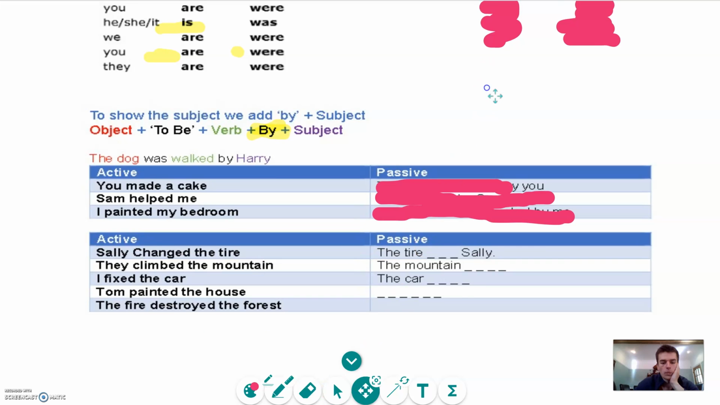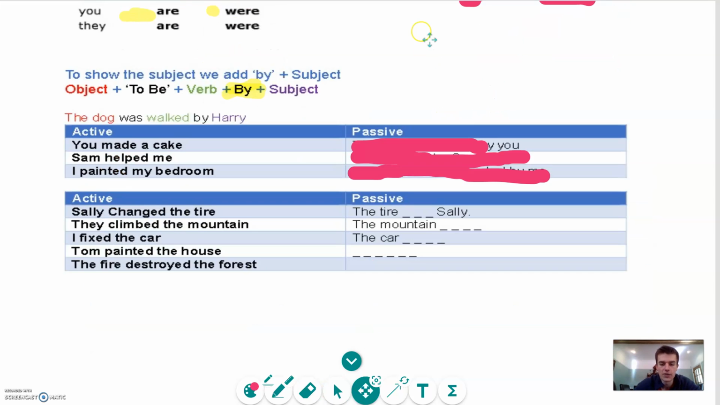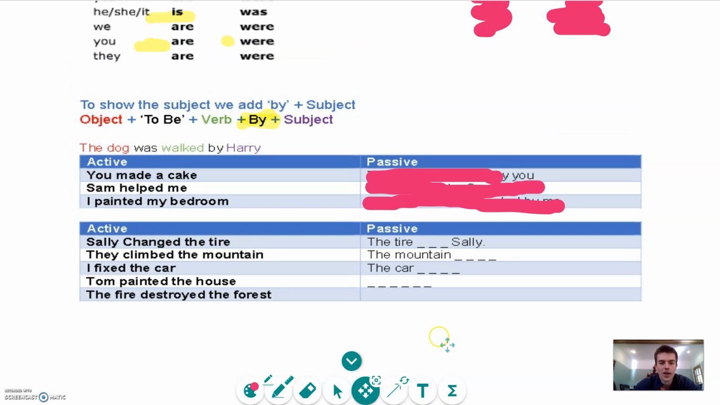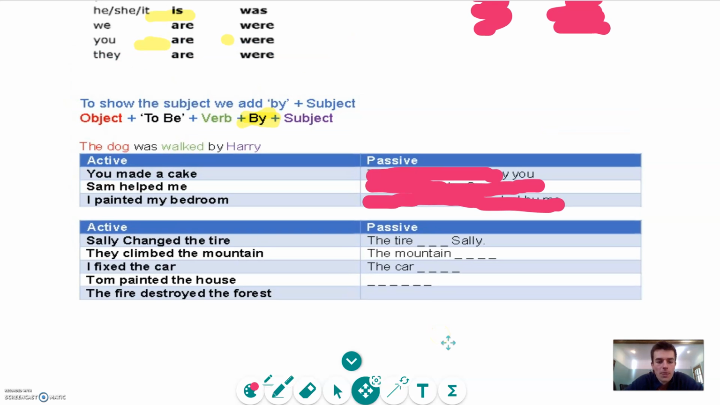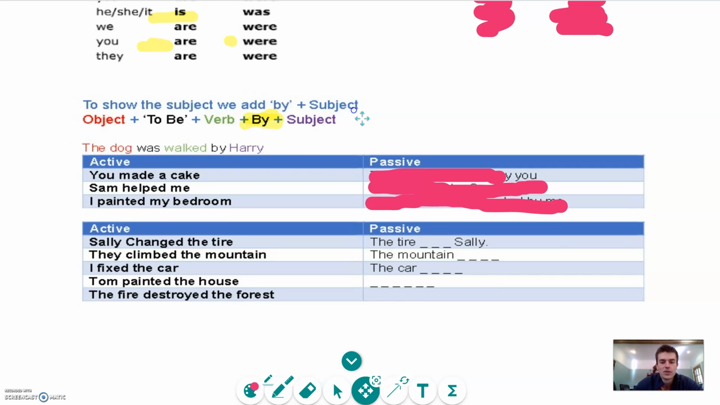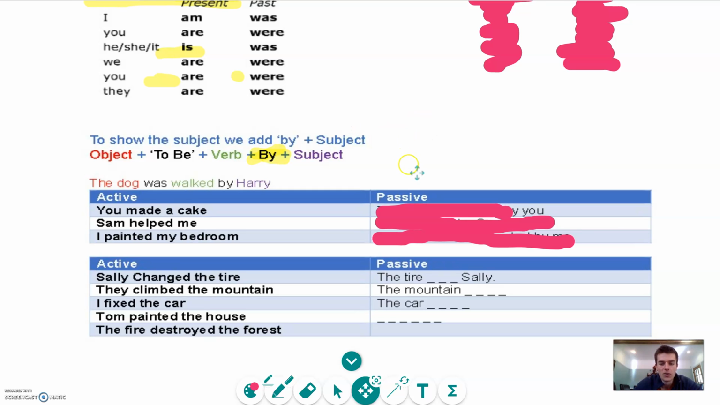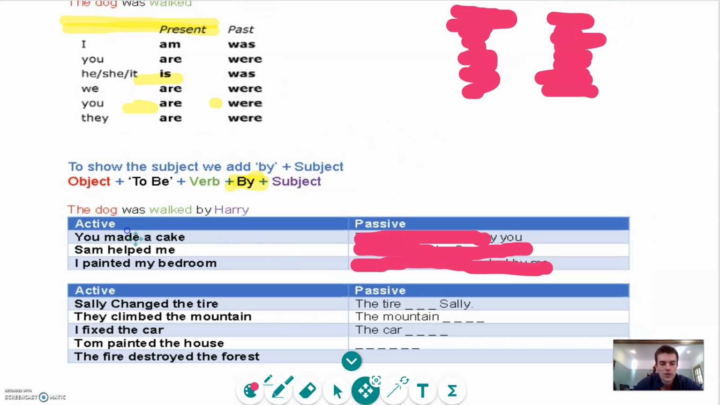So let's have a look through some more examples of going from the active to the passive. Like I said, we have here an active sentence: you made a cake. So it's in the past tense again. Something's already happened, you made a cake. And then in order to change it to the passive, we're going to have to switch things around.